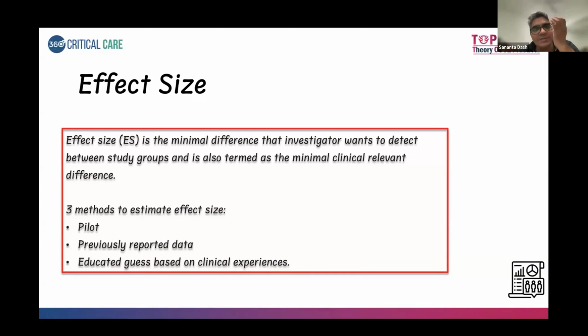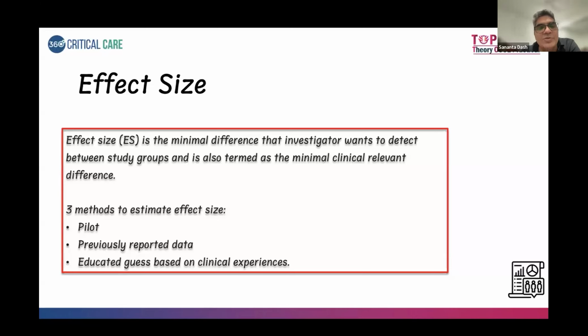There are three methods to estimate the effect size. How do you do it? Before planning a randomized controlled trial, you can do a pilot study. Suppose you're testing a drug for the first time. You do the pilot study in your unit and another unit which you know, and find out what the gross effect size is from that. Or you can look at previous studies that have been done on that drug or that intervention and find the effect size.